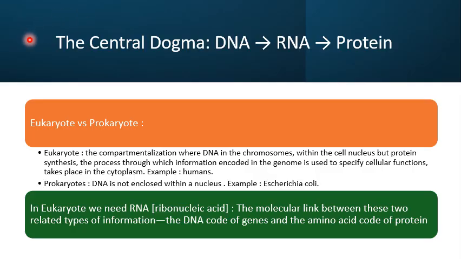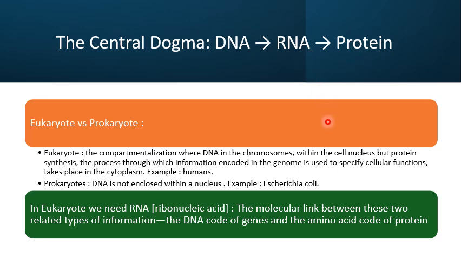And that will bring us to the central dogma. In the human body, or human cell, which is what we consider a eukaryote, we have compartmentalization. We have the DNA, which resides in the nucleus, and the protein synthesis happens in the cytoplasm. So you need a molecule that links the information and carries it out from the nucleus to the cytoplasm. In the human body we call this RNA, or ribonucleic acid.